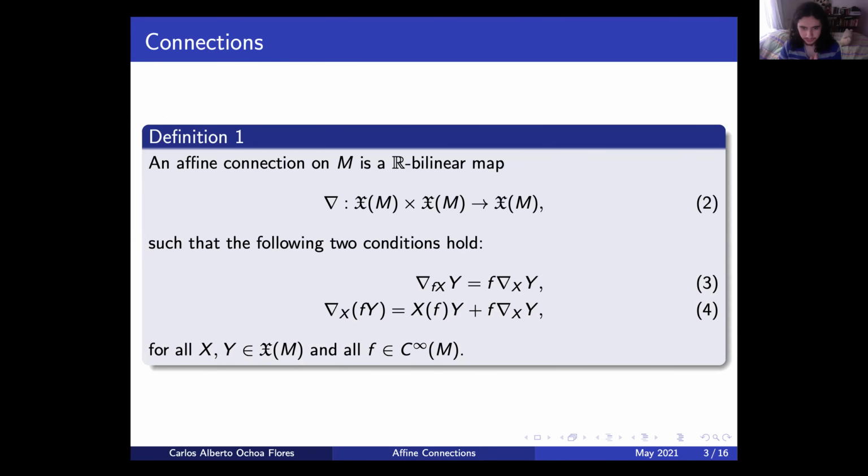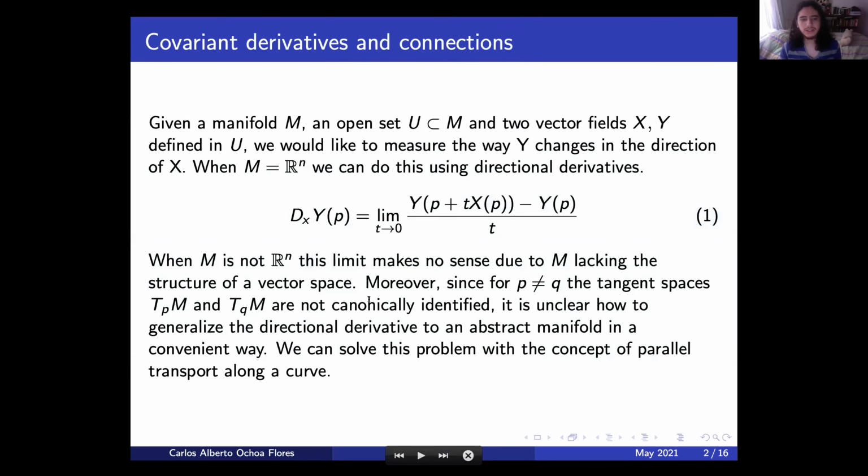Okay, now the directional derivative is, in a sense, local. So to calculate the directional derivative, it is enough to know Y in a neighborhood of a point, right? If we have a globally defined vector field Y, it is enough to know that globally defined vector field in a neighborhood of the point where you are calculating the directional derivative. And moreover, it is enough to know the vector field in which direction you are differentiating at that point.